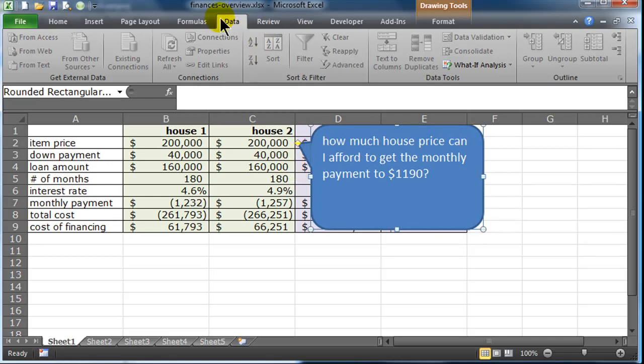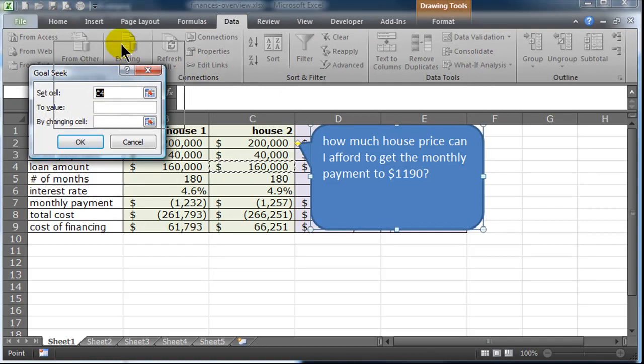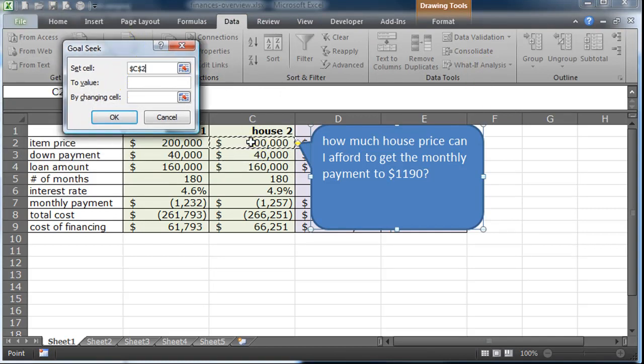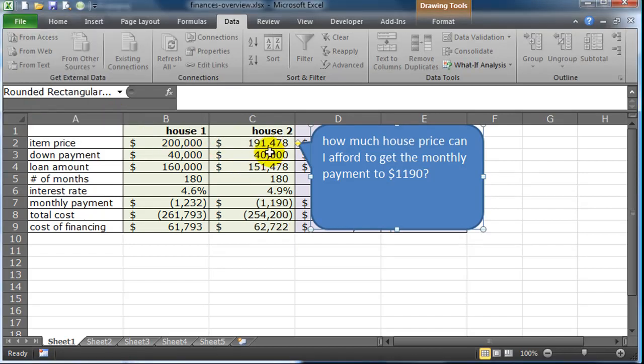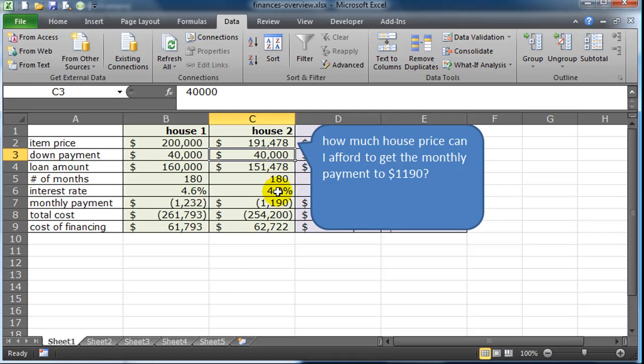Once again, I'll use goal seek. What-if analysis, goal seek. In this case, I'm going to set the item price. Oh, sorry, wrong thing. I'm still going to set my monthly payment. Oops, I've got to fix this up here. Let's make sure I do this right. I'm going to set the cell that contains my monthly payment to value negative 1190. And I'm going to do this by changing my house price cell. Click OK. There we go. So I really can't afford a house for more than $191,000 if I've only got $40,000 for a down payment and I really want that 1190 monthly payment goal.